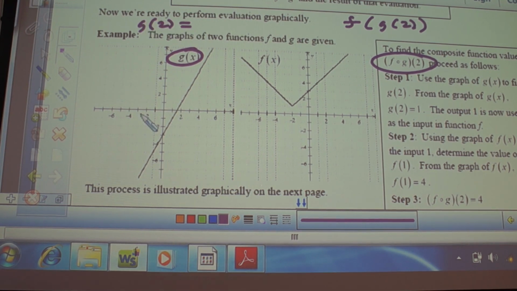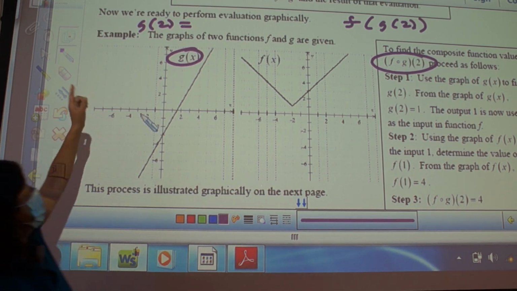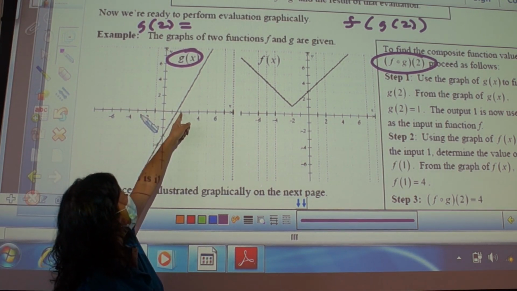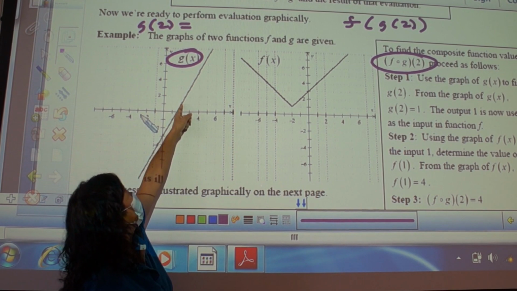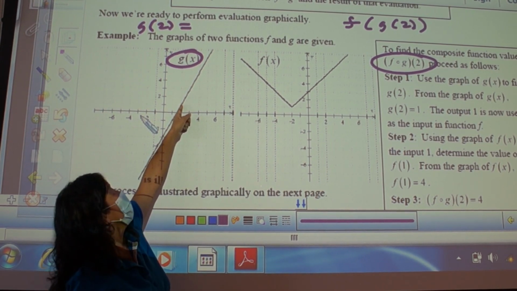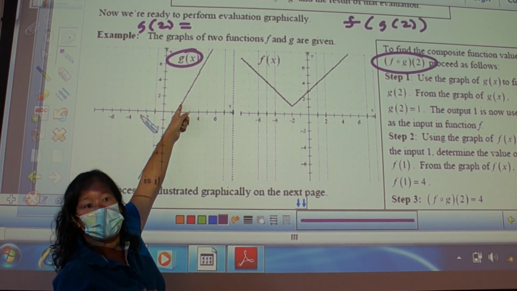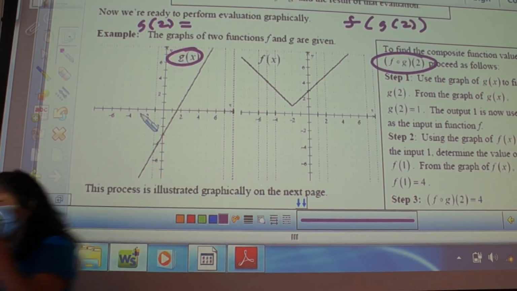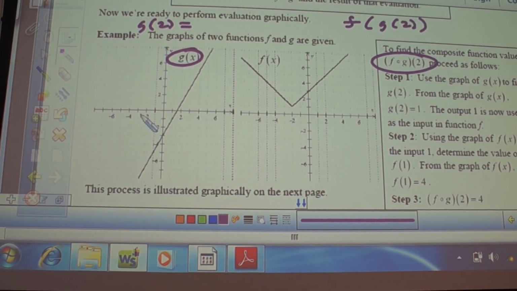So g of 2, is the 2 my x or my y? Your y. My y. What's my x? 2. So when my x is 2, what's my y? Your y is 1. 1, my height. Y is my height. X is my left, right. So g of 2 is 1. Everybody with me on that part?